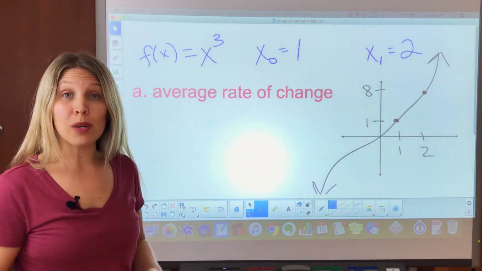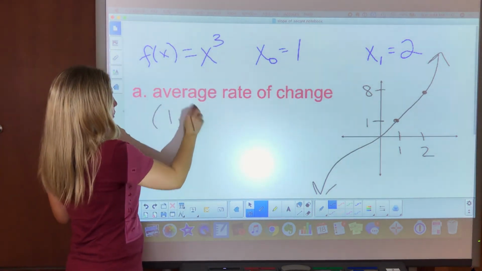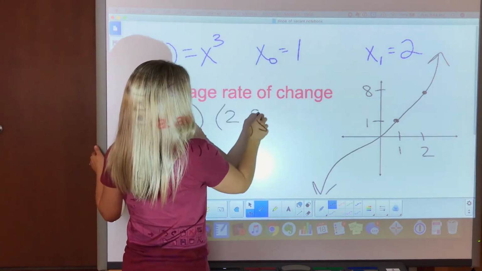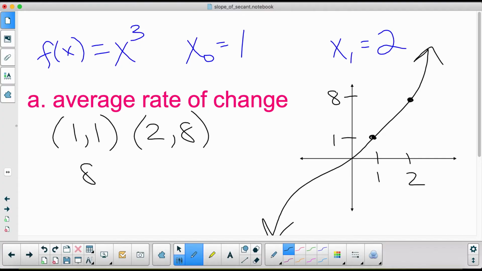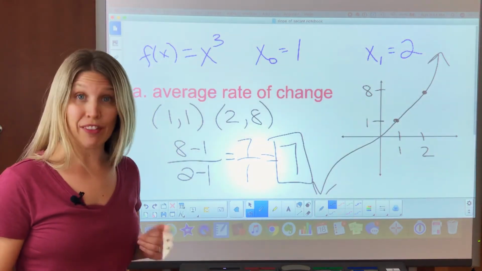Now all we need to do is find the slope. So our 2 points are (1, 1) and (2, 8). So 8 minus 1 all over 2 minus 1. I'm just finding the slope here. 7 over 1. So our average rate of change for this function is 7.